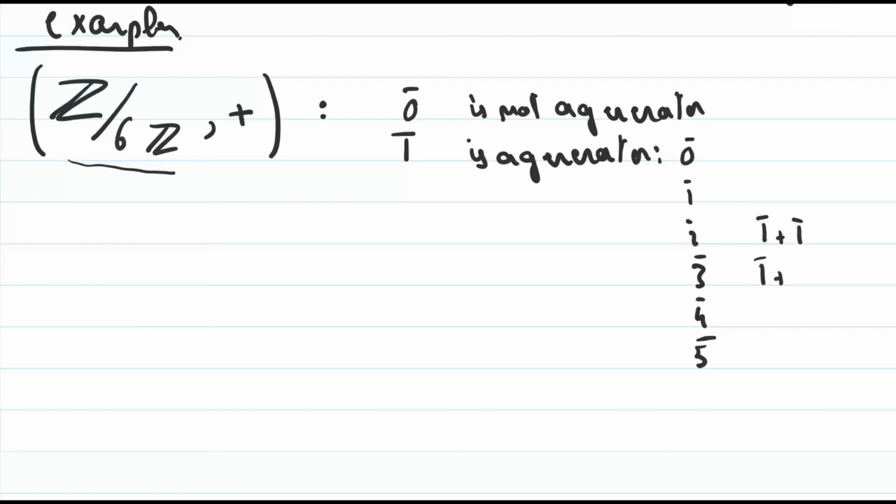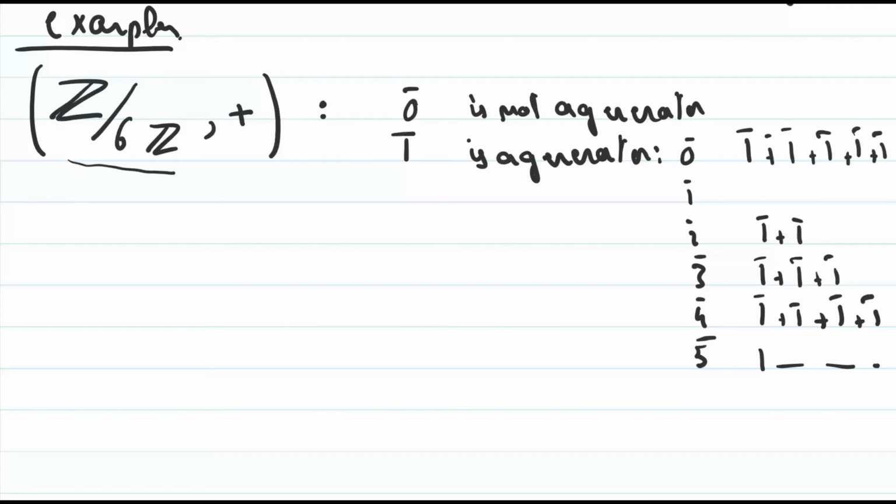3 bar is 1 bar plus 1 bar plus 1 bar. 4 bar is etc. And 0 bar, I can always write it as 6 times 1 bar. Okay, 1 bar is a generator. What about 2 bar? Is it a generator for the group?